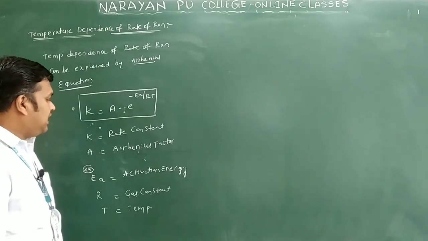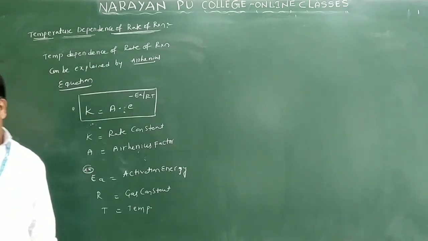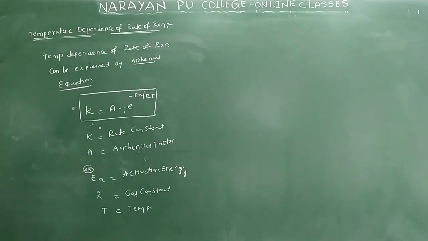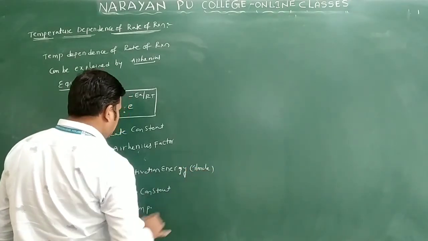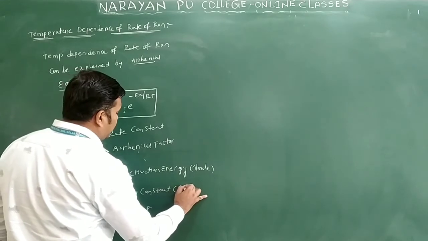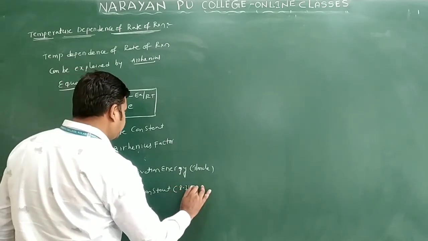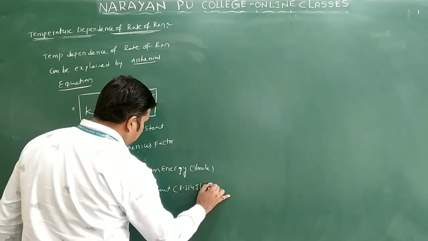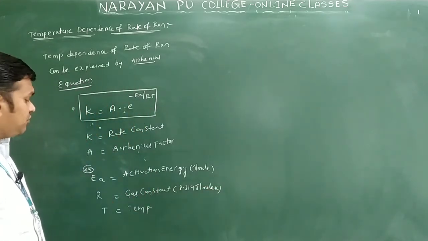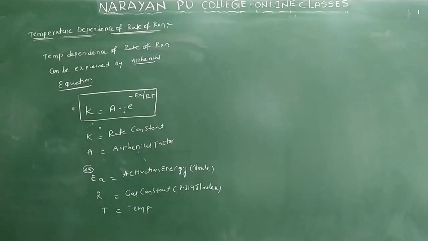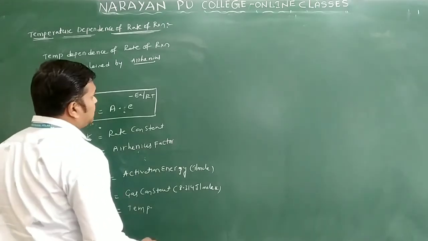What is Ea? Activation energy. We will discuss that term later. Generally, we calculate activation energy in joules per mole. You know the R value is 8.314 joule per mole Kelvin, and we generally use this value in the formula. T is temperature. The Arrhenius factor can also be called the exponential factor.